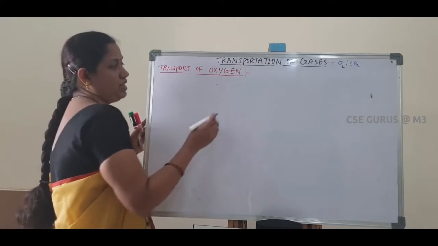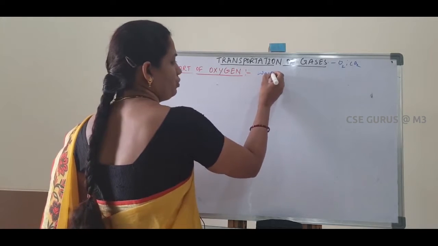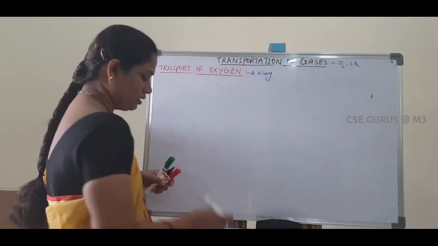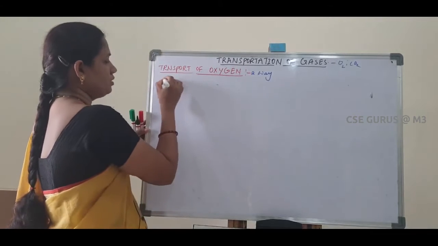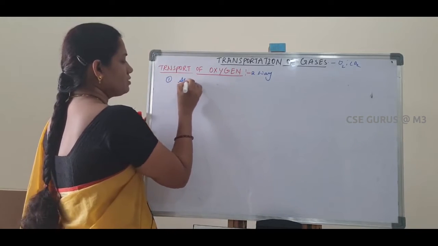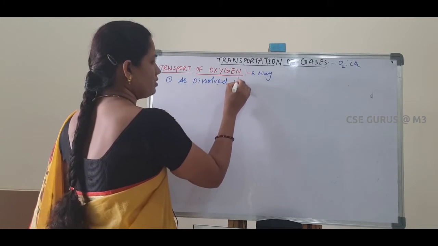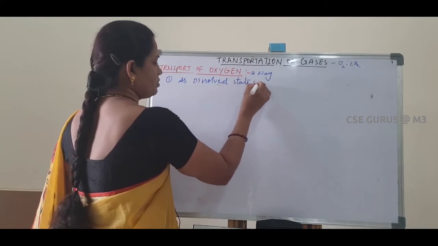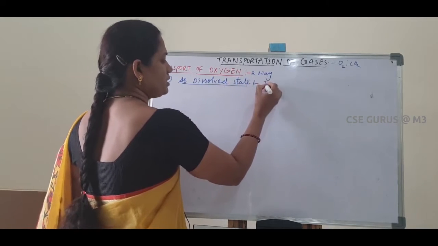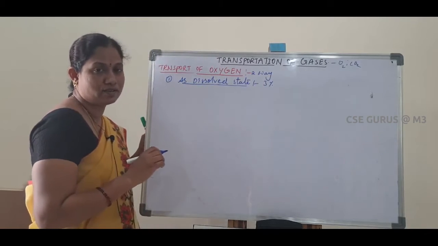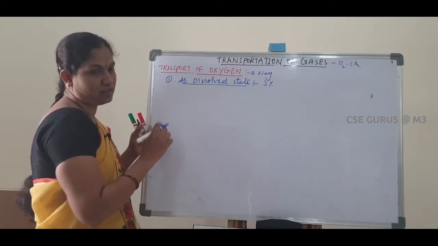Oxygen is mainly transported in two ways. They are, first one, the dissolved state. So here, only 3% of oxygen, a very small amount of oxygen, can be transported this way.